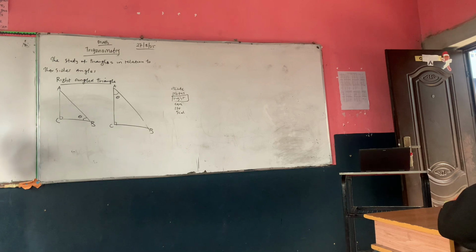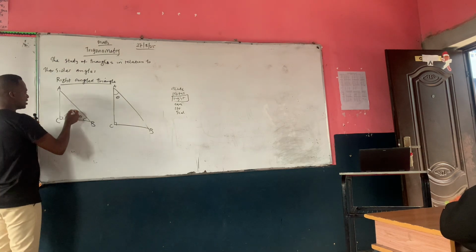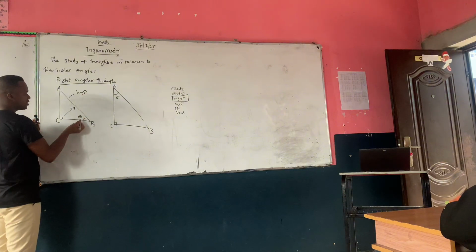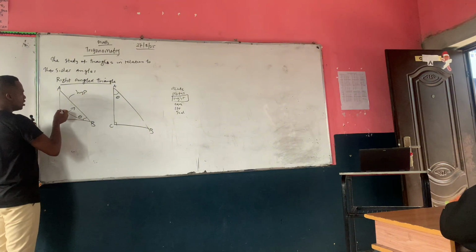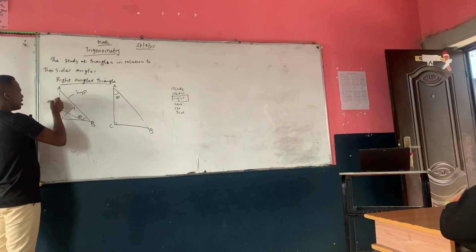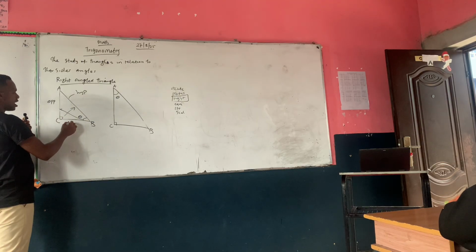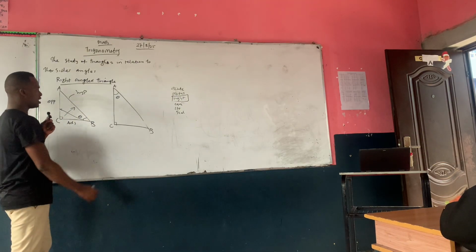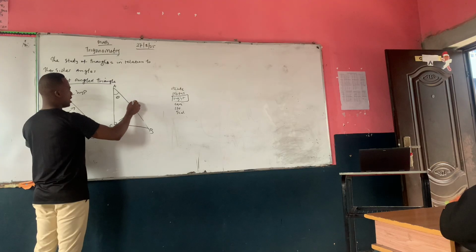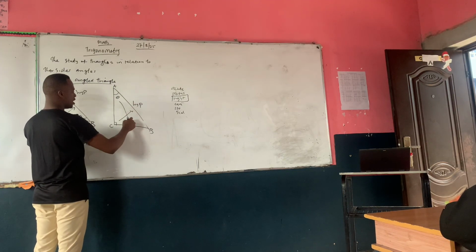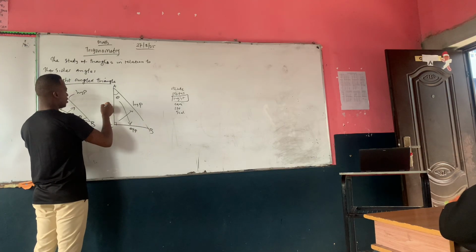Anytime you see a right angle triangle, the side that is facing the 90 degrees is called the hypotenuse. The side facing the angle is called the opposite. Once you've named your hypotenuse and your opposite, the remaining side is called adjacent. So in this other case, this side is also going to be our hypotenuse. Because the angle is here, here will now become our opposite, and then the other side is called adjacent.